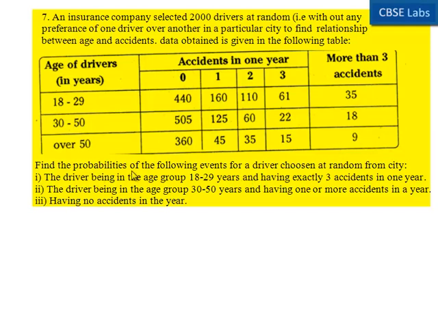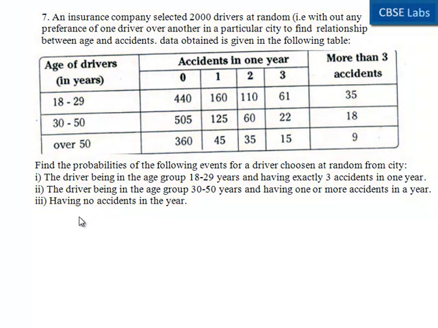Here we need to find the probabilities of the following events for a driver chosen at random from the city. The first one is the driver being in the age group 18 to 29 years and having exactly 3 accidents in 1 year. The second is the driver being in the group 30 to 50 years and having 1 or more accidents in 1 year. Having no accidents in the year is the third event. Coming to the solution.